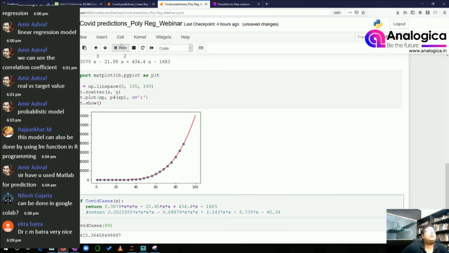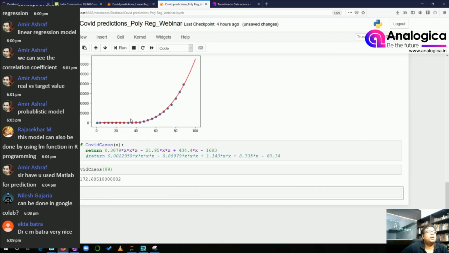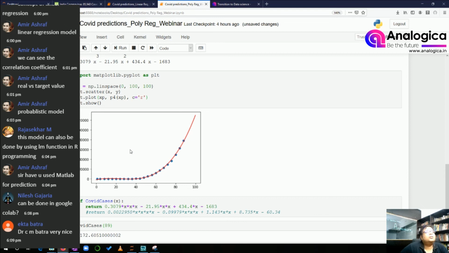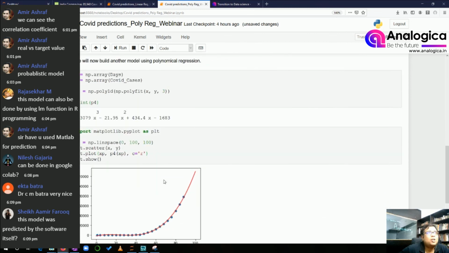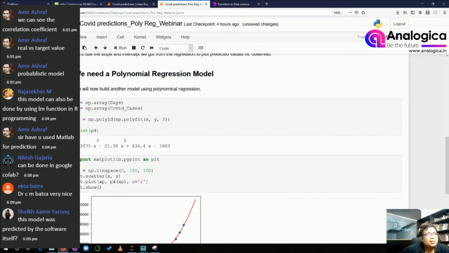That's it. We have come to the end of it. Let's run all. Hope there is no error. Okay, so the polynomial function is fitting. Now somebody asked me whether this model was predicted by the software. This question needs some clarity. Why should the software predict the model? Okay, now I understand why you're saying that. Yes, the model was built by this function.